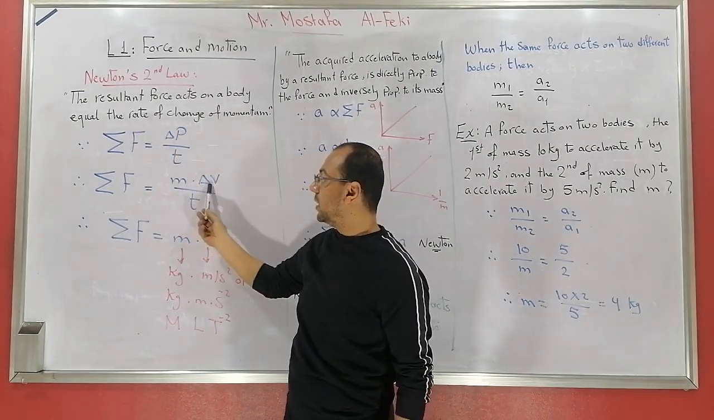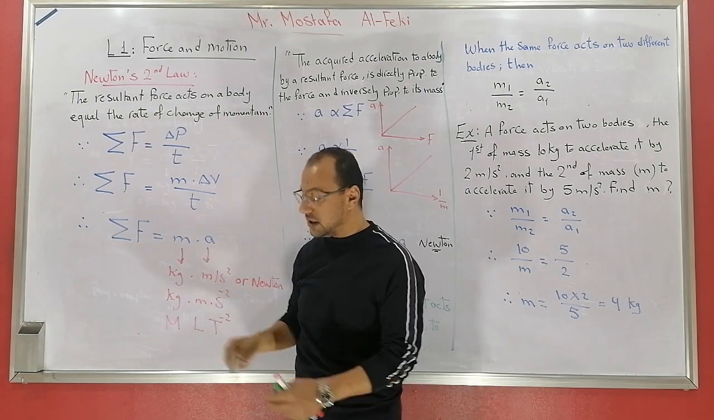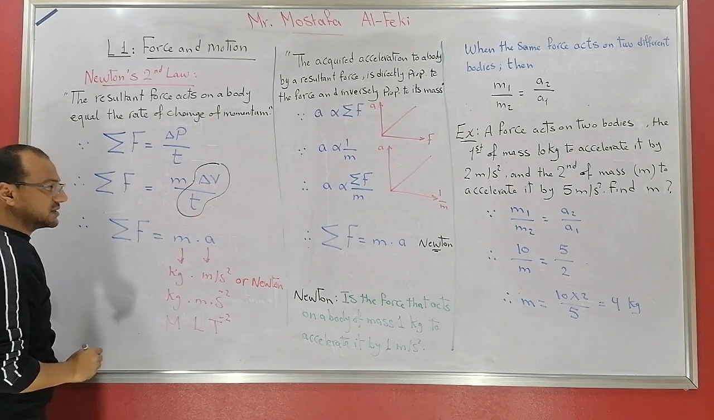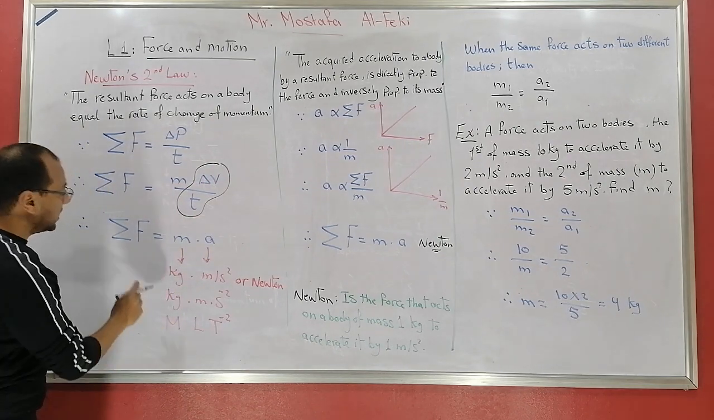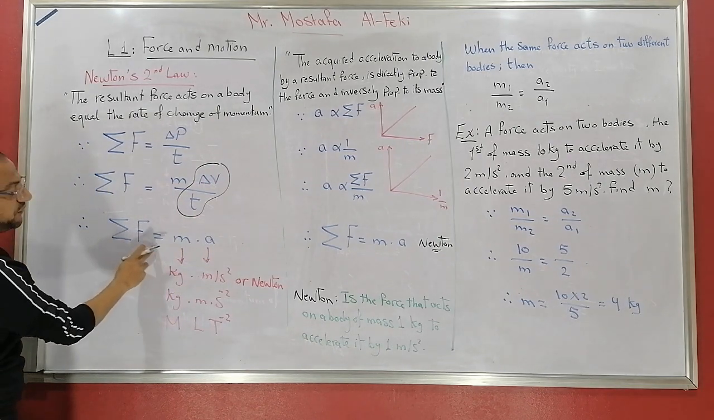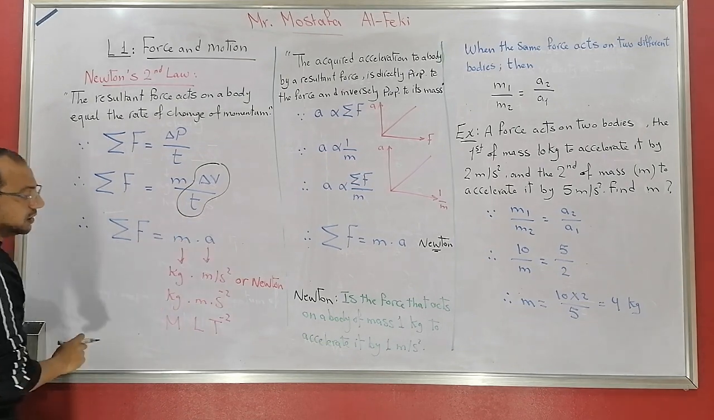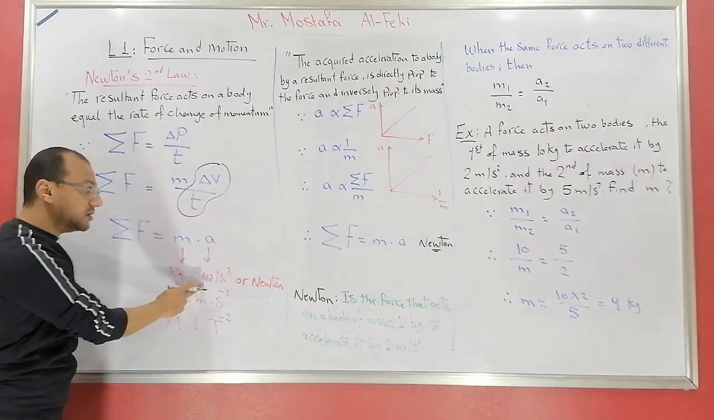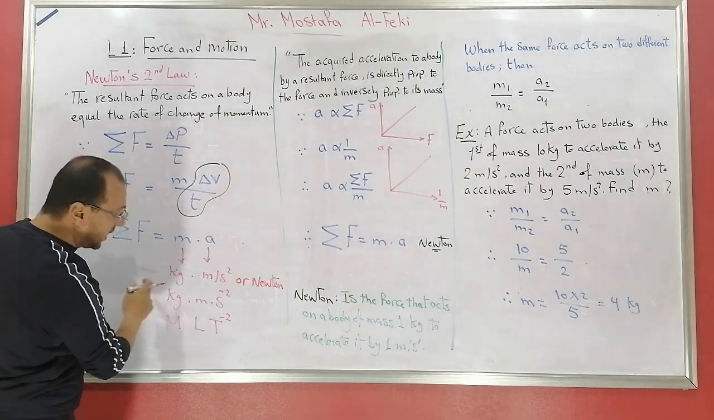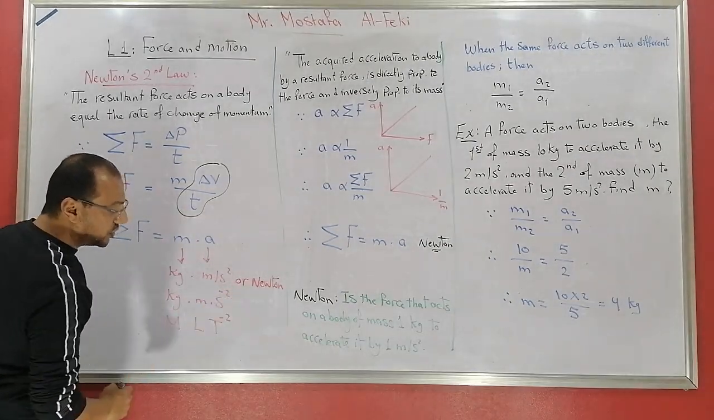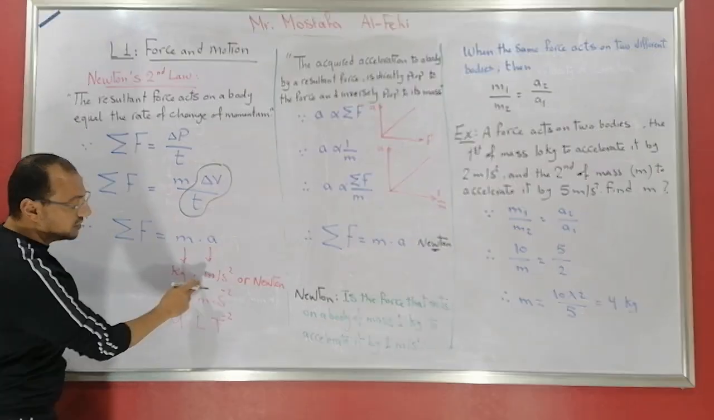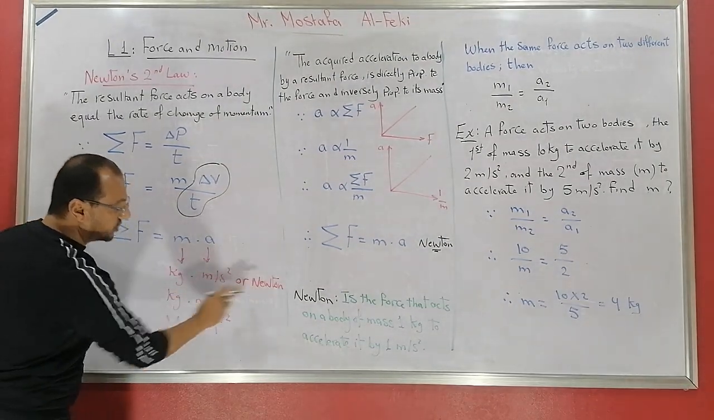Momentum change equals m times delta V divided by t, and delta V divided by t equals acceleration. Then the mathematical relation for Newton's second law: sigma F equals m times a. The mass is measured by kilogram, acceleration is measured by meter per second square, or the unit is equivalent to Newton. Then the force has two measuring units, kilogram meter per second square or Newton.